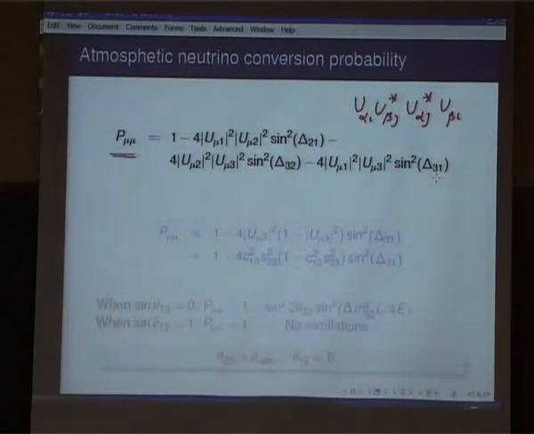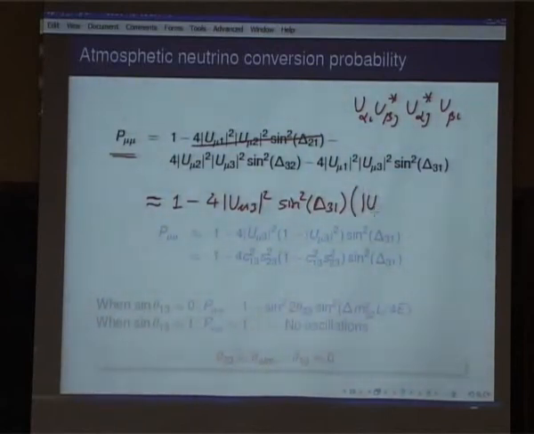Again do the same process as we did before. Forget about the delta 21 term, so get rid of that. Take delta 32 equal to delta 31 approximately. So again you get something that looks like P mu mu equal to 1 minus 4 U mu 3 square times sine square of delta 31, times the sum of U mu 1 square plus U mu 2 square.